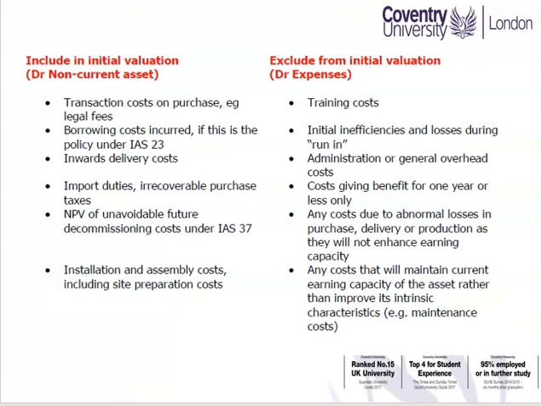For the purpose of clarity, let me now expand more on costs by explaining items which should be included as part of the non-current asset and those which should not. The items that should be included are transaction costs on purchase, e.g. legal fees as mentioned earlier. Borrowing costs incurred if this is the policy under IAS 23, and this will be discussed in the second video.